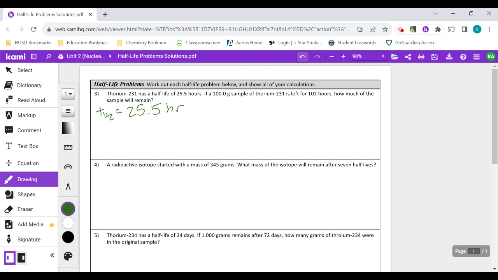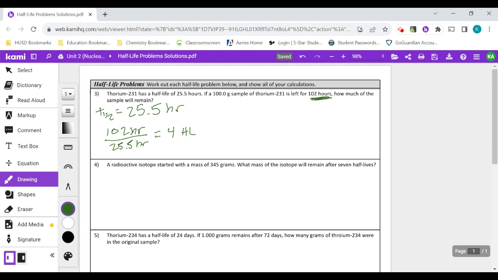So we know it's being left out for 102 hours. So we're going to take the total time it was left out, 102 hours, and we're going to divide that by the half-life time, 25.5 hours. And if we divide this out, we find that the answer we get is 4, meaning that 4 half-lives are taking place.